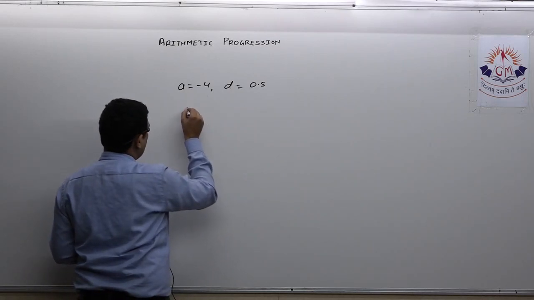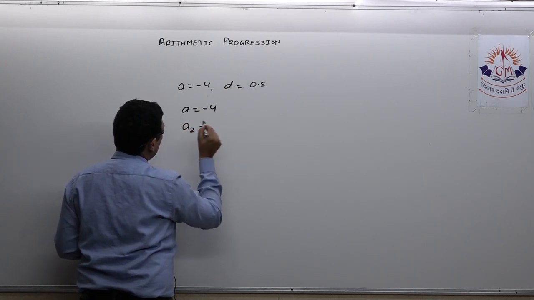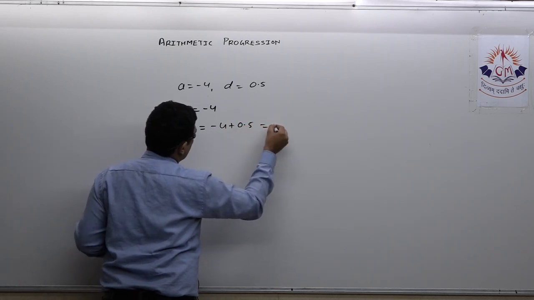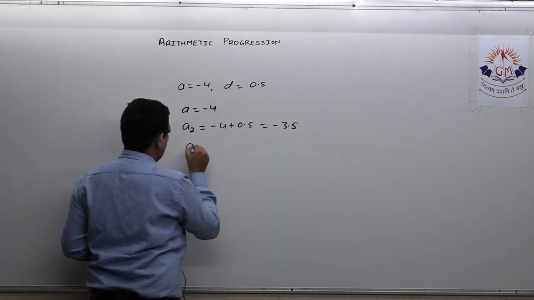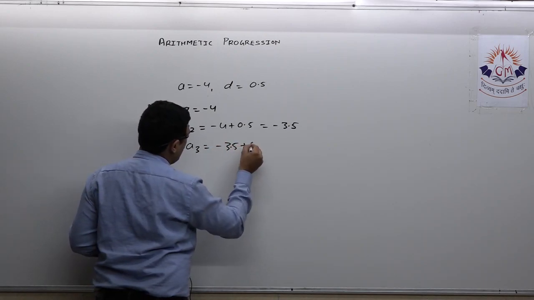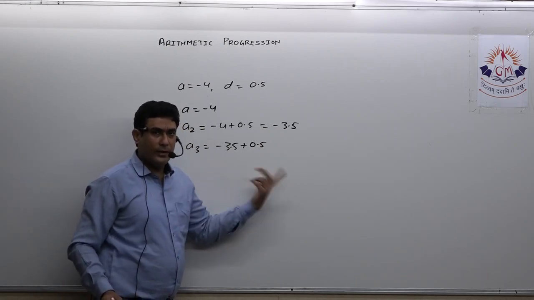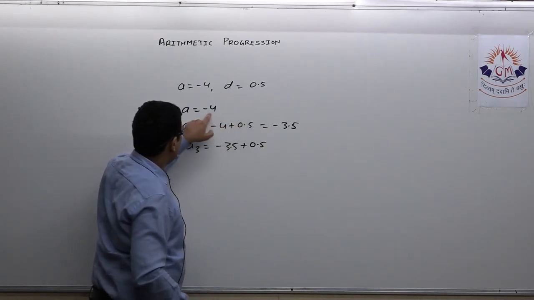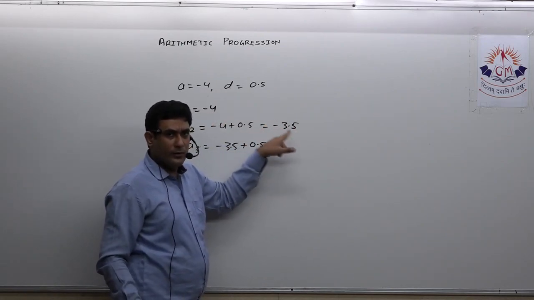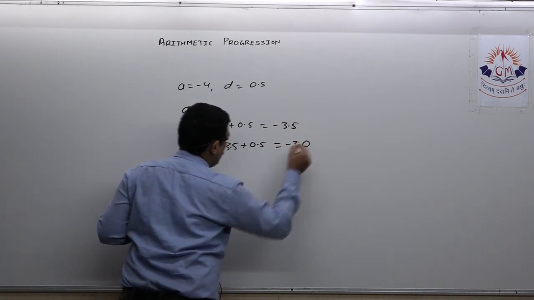So we'll start with the first term, minus 4. Okay, the second term A2 is equal to minus 4 plus 0.5, that is minus 3.5. Then A3 is minus 3.5 plus 0.5. We are adding the common difference to the previous term to get the next term. So here I added the common difference to the first term, so I got the second term. Now when I add the common difference to the second term, I will get the third term, that is minus 3.0.